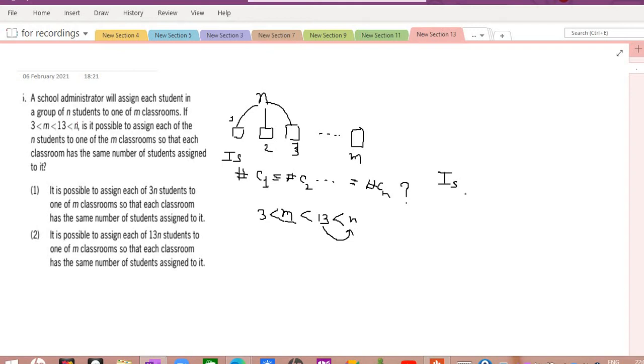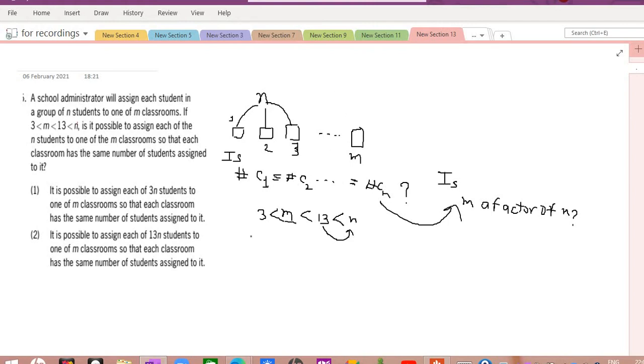The question, in simpler terms, we can say, is m a factor of n? Yes. Or is n a multiple of m? That's the simple question. Makes sense? I hope you understood from here to here. This is what the question is all about. That's all. Is m a factor of n? That's the question. Okay. Let's go to the statements and see.